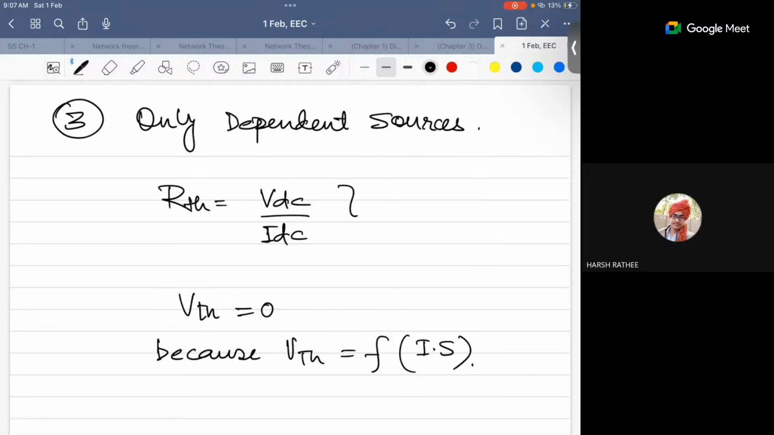And RTH you can calculate in the same way: VDC upon IDC, or you can take VDC as 1 and then calculate the IDC. You can add a voltage source of 1 volt, in place of VDC, and then check how much current is passing from that 1 volt source. That will be IDC, and if you take the reciprocal of whatever value you calculate, you'll get the value of RTH. That can be one method, or you directly take VDC and check VDC upon IDC. That will also give you the value of RTH.